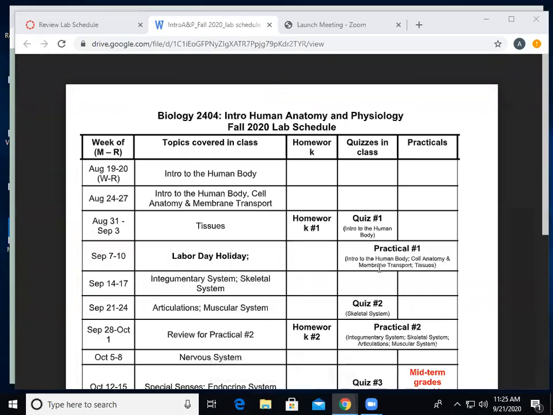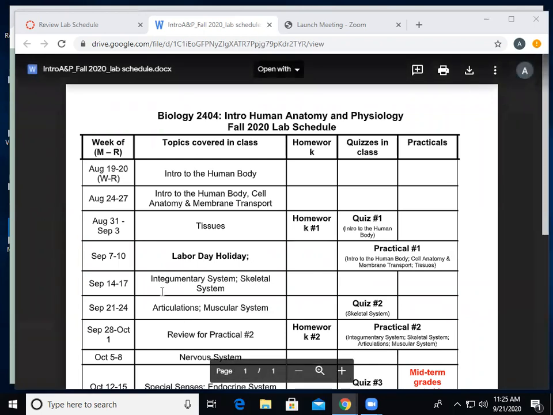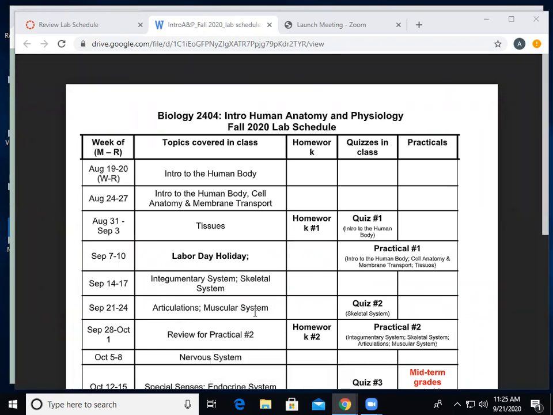All right, so we are in the week of September 21st to the 24th, so we are going to be covering articulations of the muscular system. On Wednesday, you'll also have your quiz over skeletal system. So you have 25 questions to be multiple choice. You have a word bank, okay, to choose from. You'll have pictures. You'll have to identify things like the different bones or different structures, things like that.